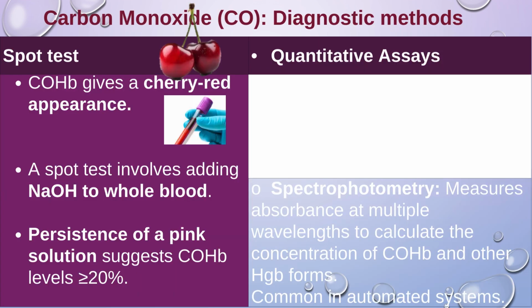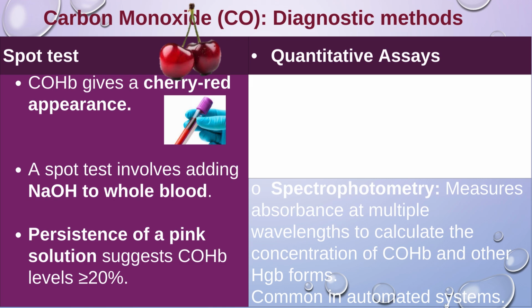So next is the spot test. For CO, we will be performing a spot test wherein the presence of carboxyhemoglobin gives the blood a cherry red appearance. And then the spot test involves adding sodium hydroxide to whole blood.